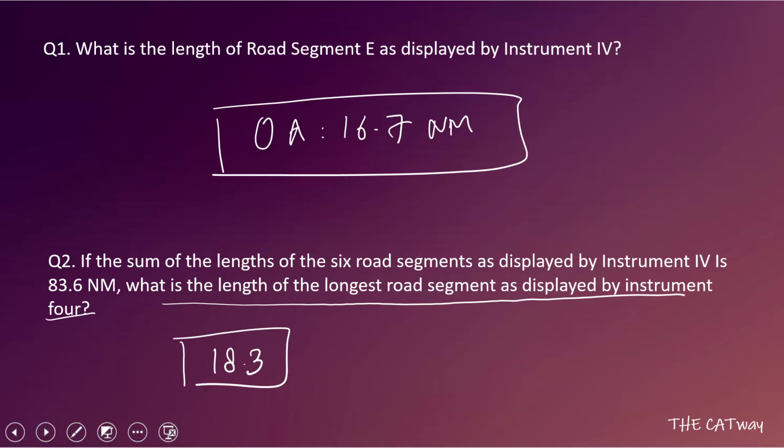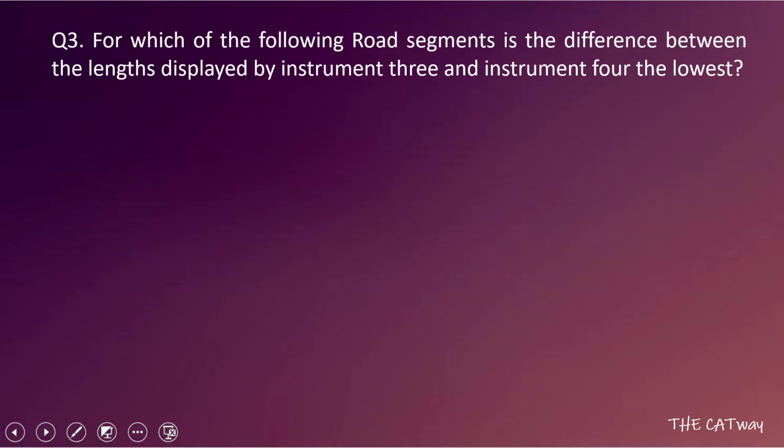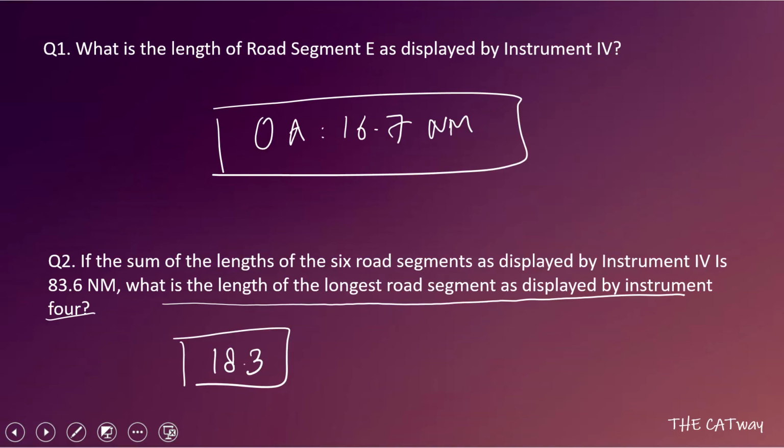Okay, now let's move to the third and the last question. The question says, for which of the following road segments is the difference between the lengths displayed by instrument 3 and instrument 4 the least? Okay, so for road segments, let's check it out.